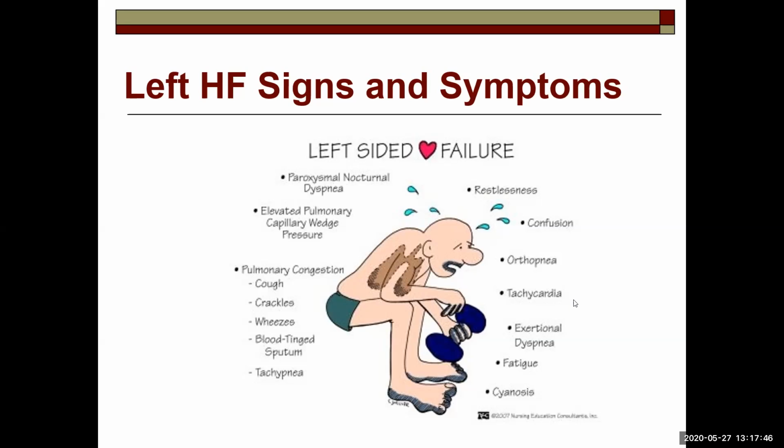Tachycardia as compensation, exertional dyspnea, that's shortness of breath after exercise and so on. You end up having fatigue, you're confused because there's not much oxygen going up to your brain. You become restless because of the amount of oxygen reaching your brain also. Fatigue, cyanosis, you don't have enough oxygen going to the tissue. So you're going to have more CO2 there, so you become cyanotic because of that.